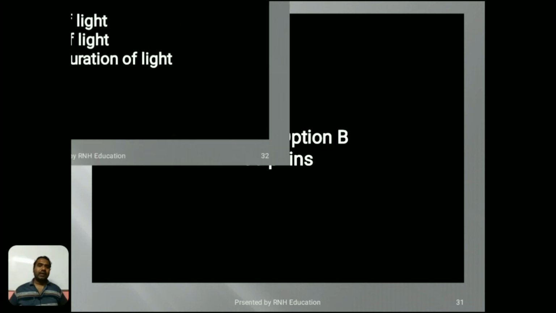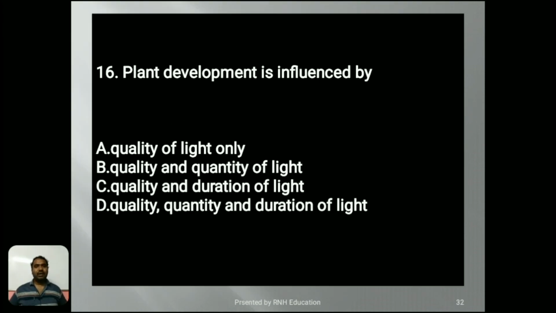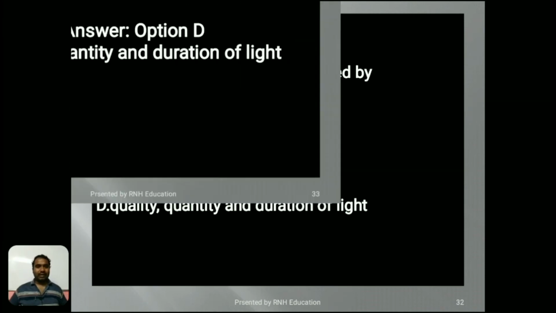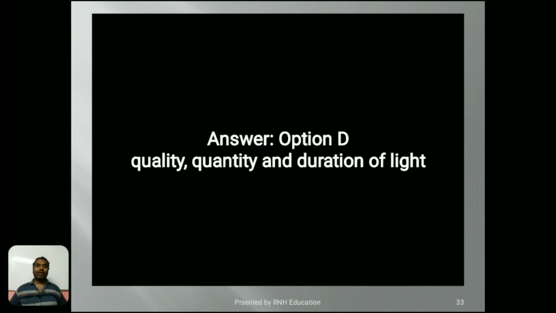Now the next question is number 16. Plant development is influenced by. Options are A, quality of light only, B, quality and quantity of light, option C, quality and duration of light, and option D, quality, quantity, and duration of light. You already have understood that it should be D, that is quality, quantity, and duration of light. Let's see the answer. The answer is option D, that is quality, quantity, and duration of light.